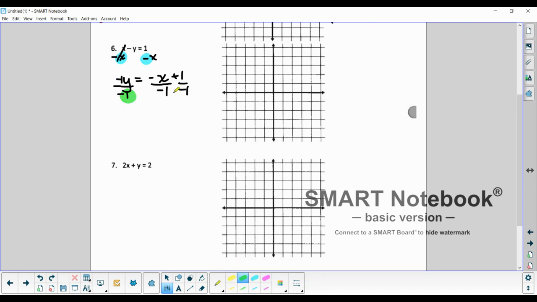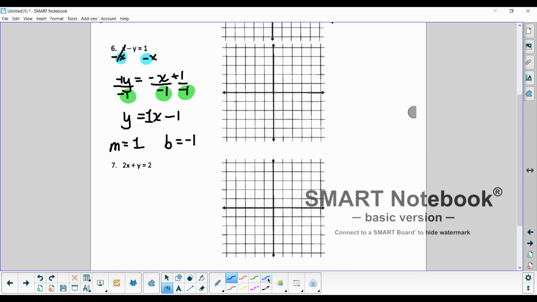So in my division step, I divide by y's coefficient, leaving me with y equals -1x divided by -1 is +1x. +1 divided by -1 is -1. So my slope, there's an invisible 1 there, and my y-intercept is -1.